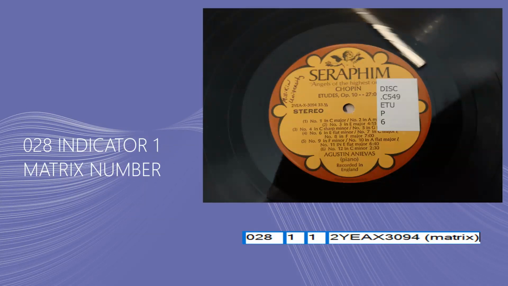028, indicator 1, is the matrix number. Disappointingly, this has absolutely nothing to do with Keanu Reeves, but it's also used for sound recordings. And OCLC tells us that the matrix number is the number of the master recording from which the specific recording you have was pressed. It's usually associated with the final album and may be stamped or handwritten somewhere on the label. In this particular example, you can see it directly above stereo is the matrix number. So our 028 looks like 028 11, and then subfield A with the matrix number, and you have matrix in parentheses at the end of that.